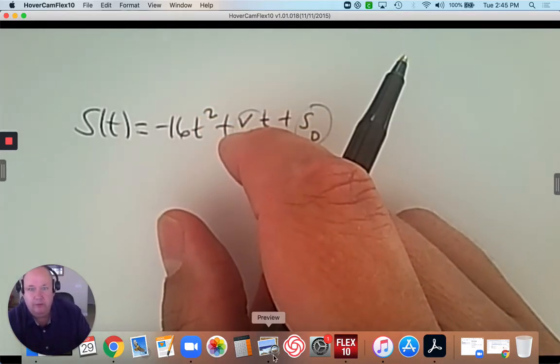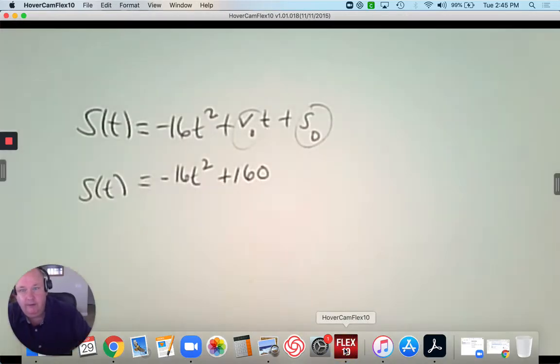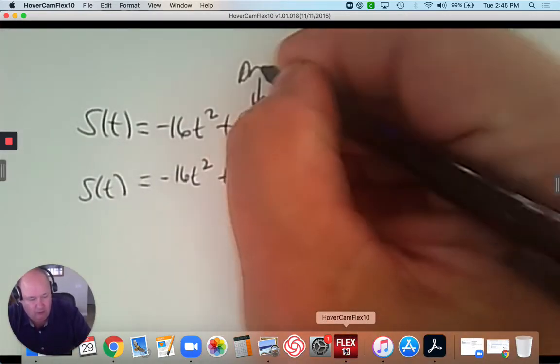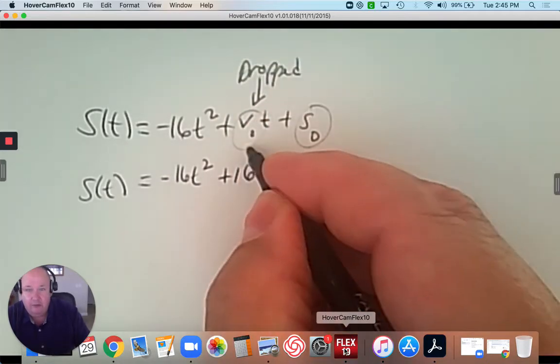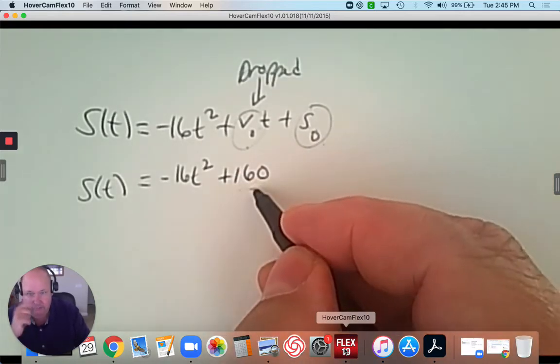So let me make sure I understand what's happening. Again, a ball is dropped from a bridge, which is 160. How long will it hit the water? So if it's just being dropped, the initial velocity is 0. It's not being thrown down, it's just being dropped. So the initial velocity is 0, and the initial position is plus 160. So that's what I have. Because it's being dropped, the initial velocity is 0, and s sub 0 is the initial position, which is 160 feet above.